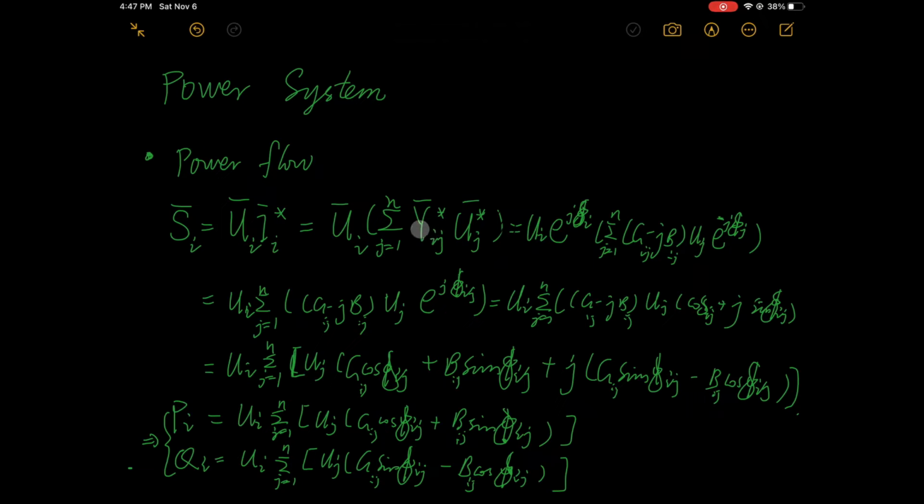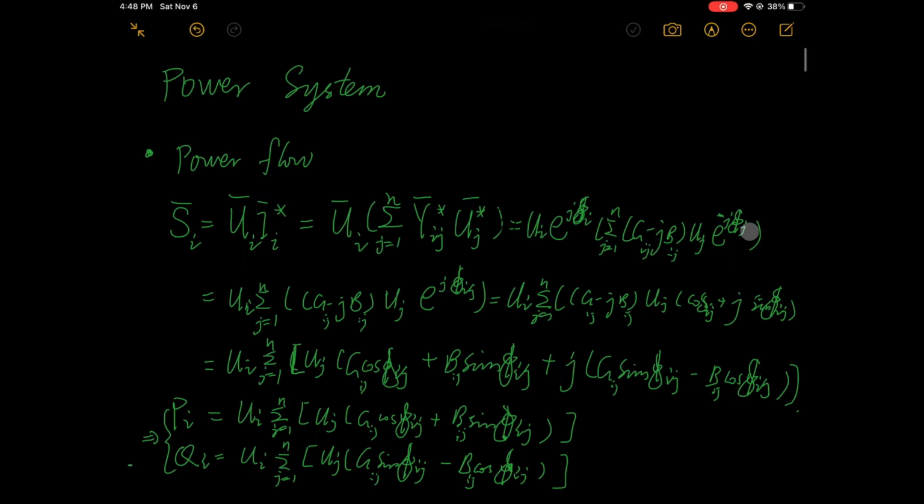Now we write them in polar coordinate form, amplitude U and angle delta. The admittance Y_IJ can be written as conductance G plus j susceptance B, and since there's a conjugate, there's a minus sign. U_J is also in polar coordinates. Delta IJ means delta I minus delta J. Then we apply Euler's formula, rearrange them, put the real part together, put the imaginary part together, and finally we get the formulation of P and Q injection at node I.